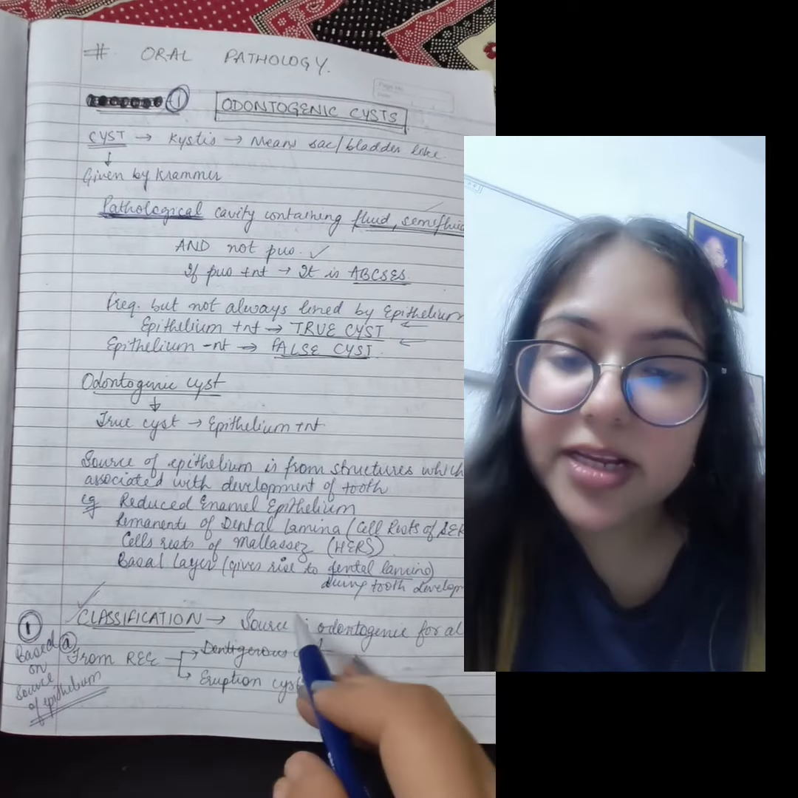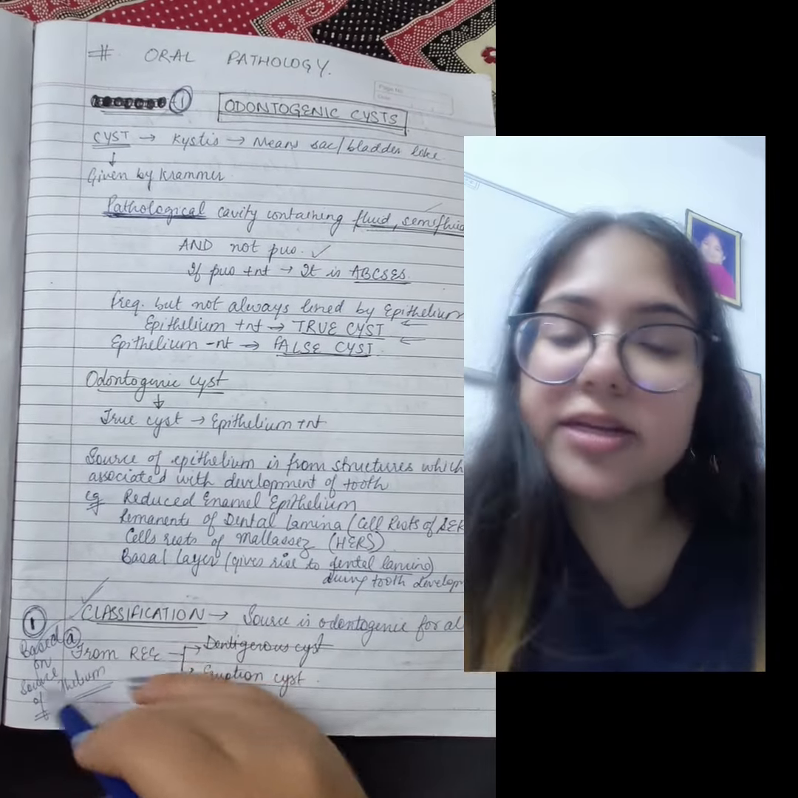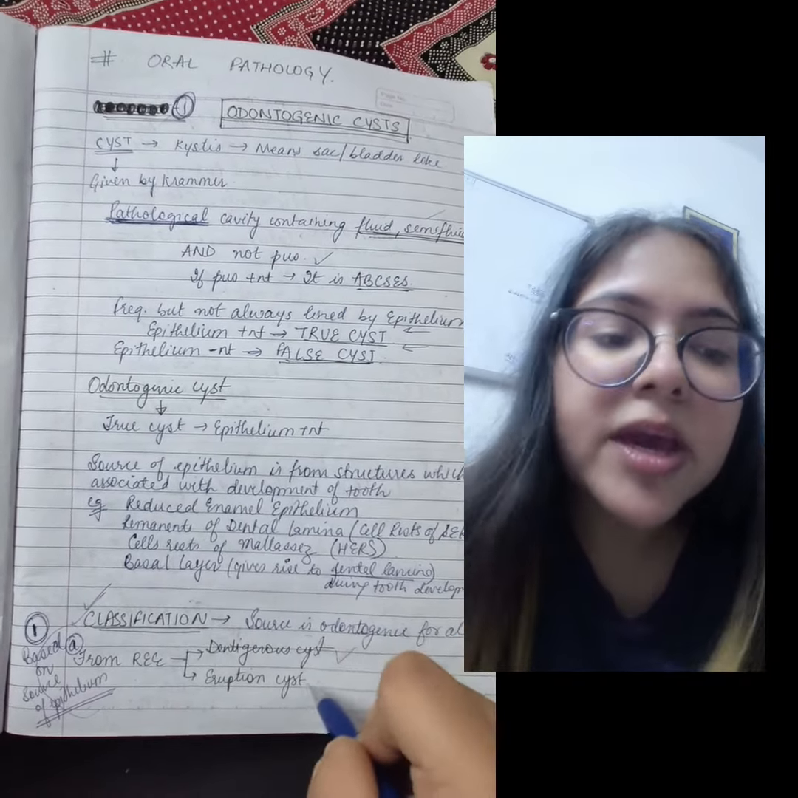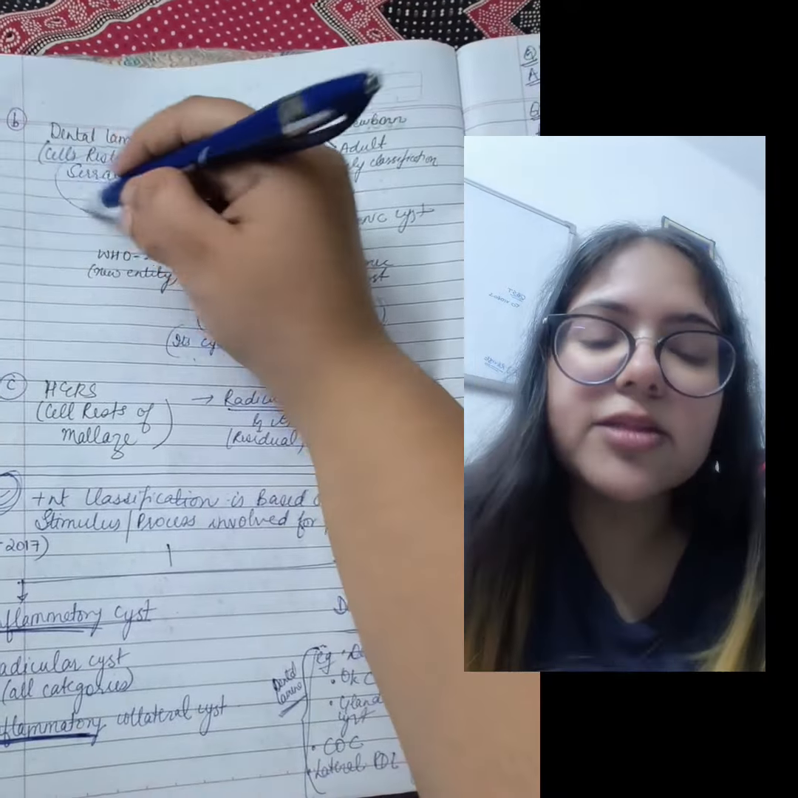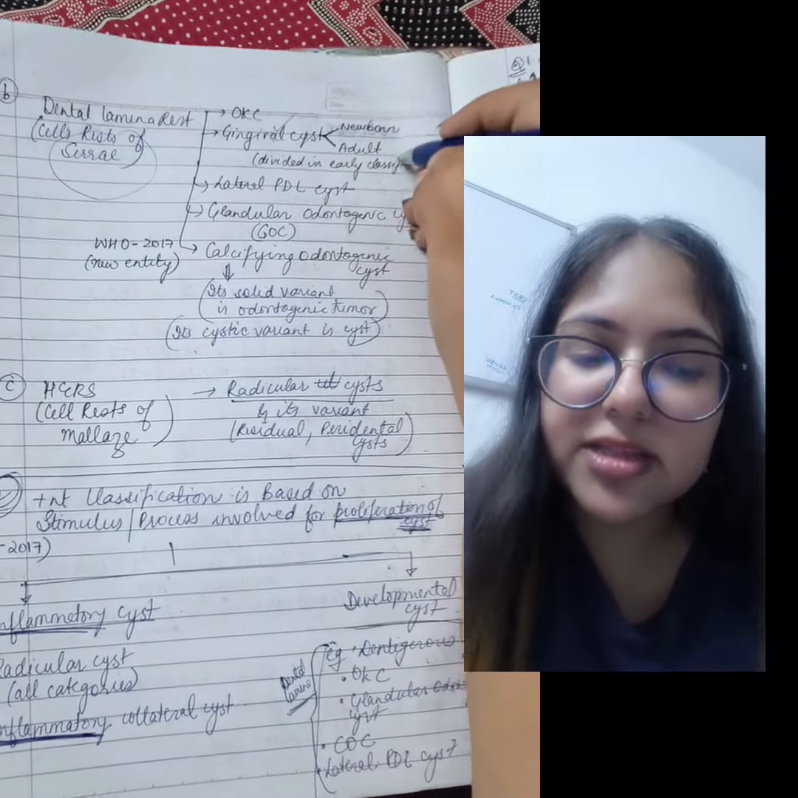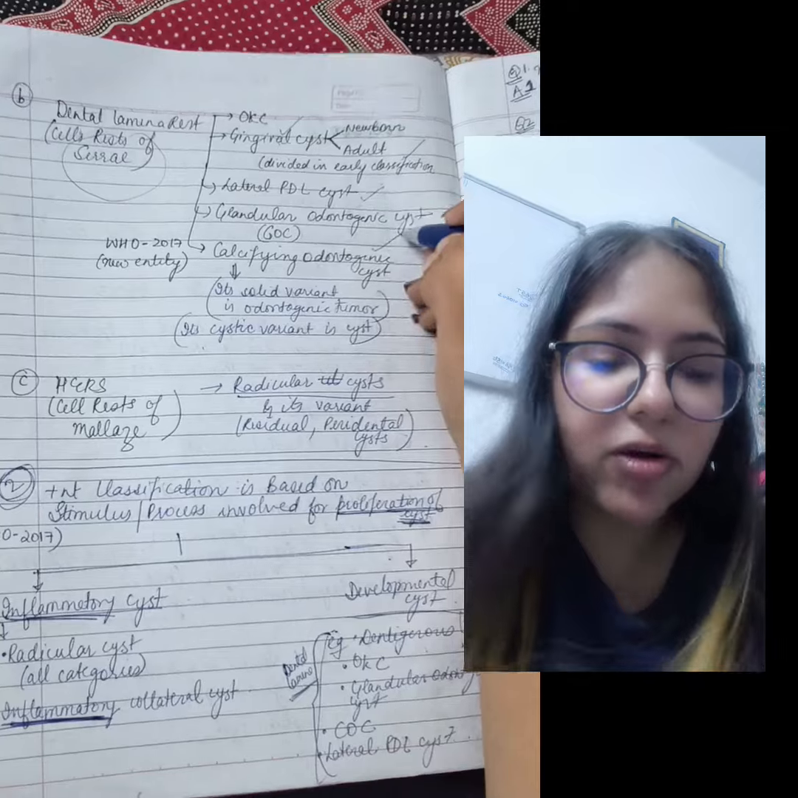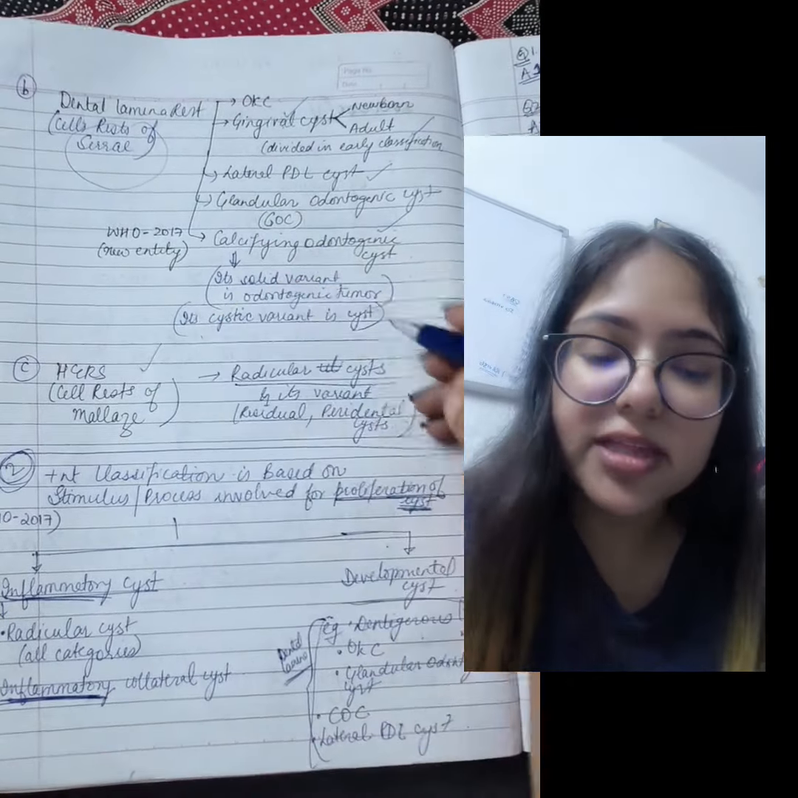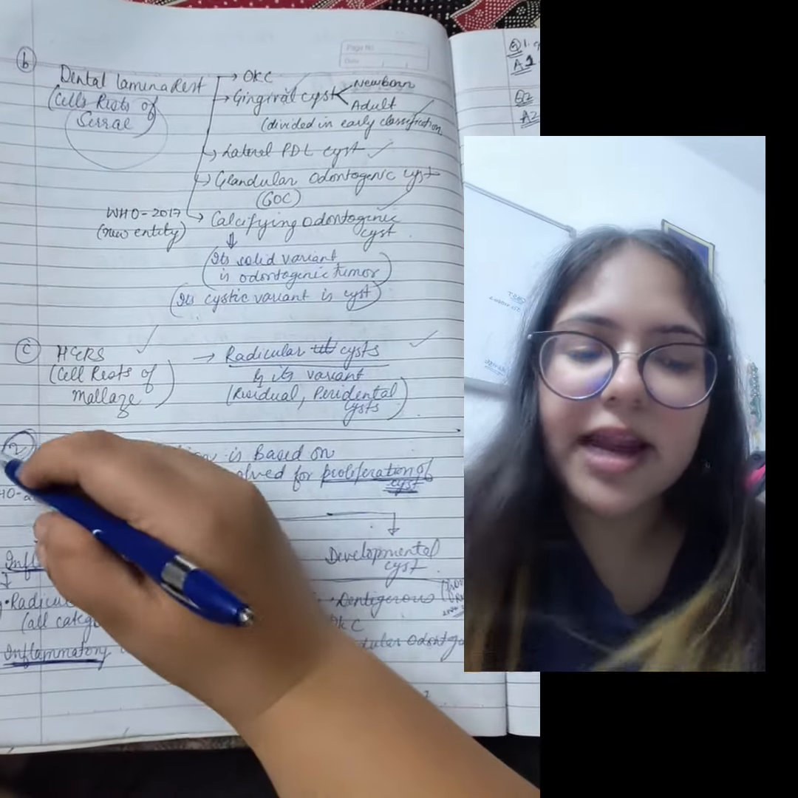First, the source of epithelium. If it is from reduced enamel epithelium, it is dentigerous cyst or eruption cyst. If it is from rests of Serres, it is OKC, gingival cyst, lateral periodontal cyst, glandular odontogenic cyst or calcifying odontogenic cyst. If the source is cell rests of Malassez, then it is radicular cyst.